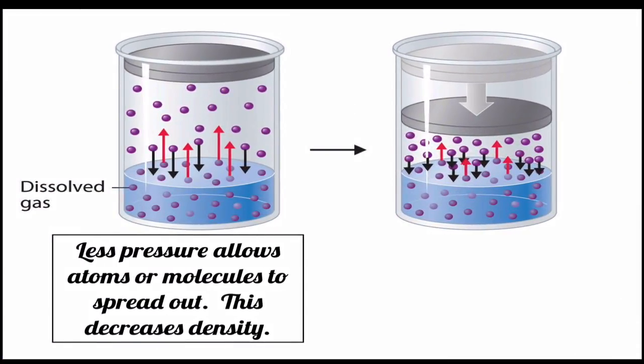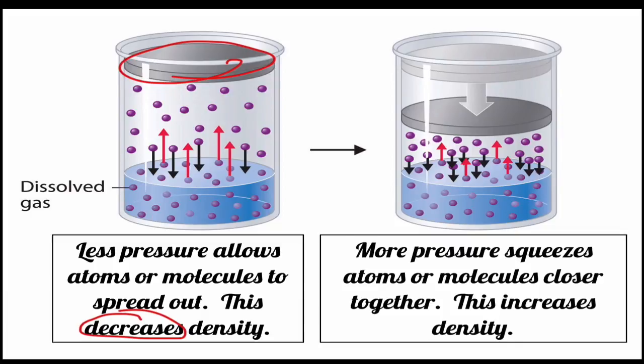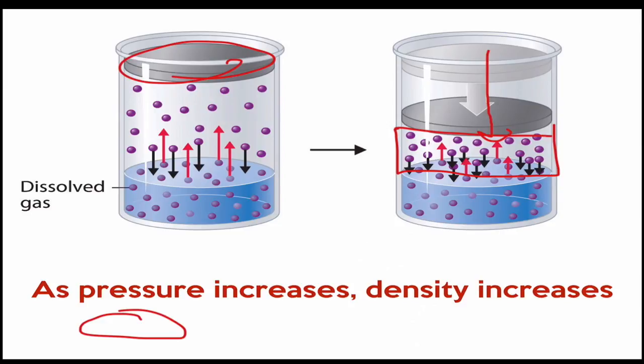Another way you can change density is by changing the pressure. Less pressure, all right, so this is a canister with a stopper on it. Less pressure allows the molecules to move around freely and not bump into each other. This will decrease the density. If I increase pressure, if I actually squeeze down on the molecules, now I'm forcing them to bump into each other. I made it a lot more compact. And density is a measurement of compactness. So that's going to increase density. So basically, as pressure increases, density will also increase.